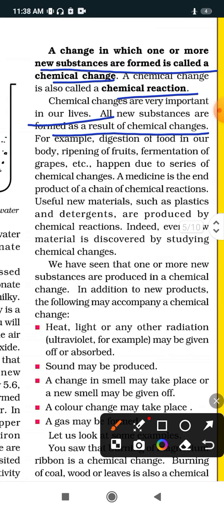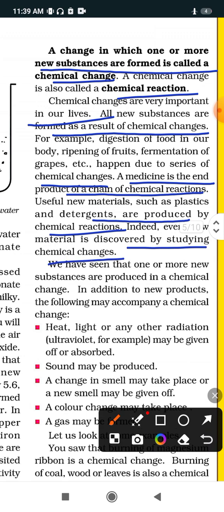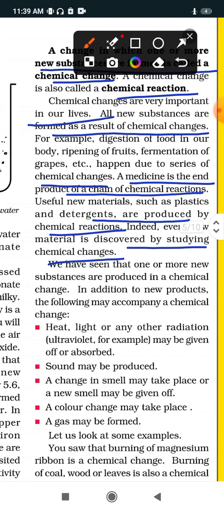तो डाइजेशन ऑफ फूड, राइपनिंग ऑफ फूड, फर्मेंटेशन ऑफ ग्रेप्स ऑल आर द एग्जाम्पल ऑफ केमिकल चेंजेस. Medicine is the end product of a chain of chemical reactions. Clear? So useful new materials such as plastic and detergent are all produced by chemical reactions only. So new material is discovered by studying the chemical changes. So all the useful changes or materials are produced by chemical changes. Now you have seen that one or more new substances are produced. हमने देखा कि one or more new substances produce हो रहे थे chemical change में.